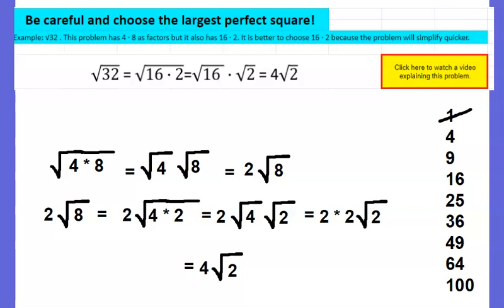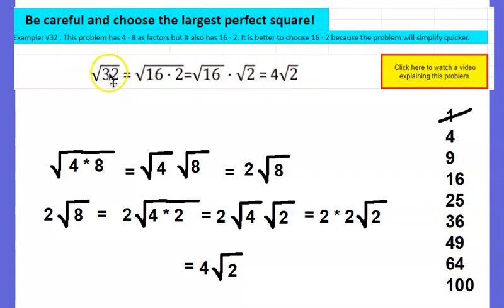In this video, I wanted to show you what would happen if you did not find the largest perfect square whenever you're simplifying a square root. So the correct, fastest way to do this problem is here.